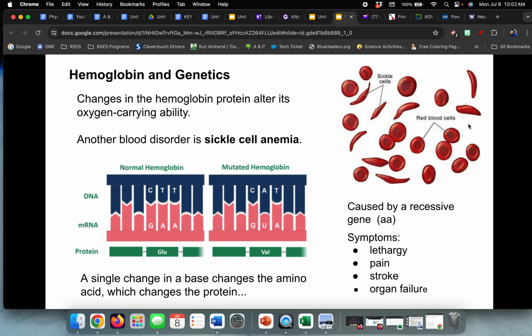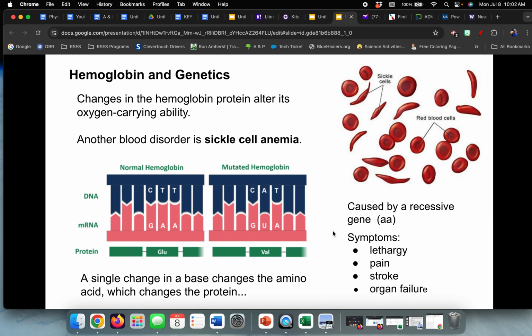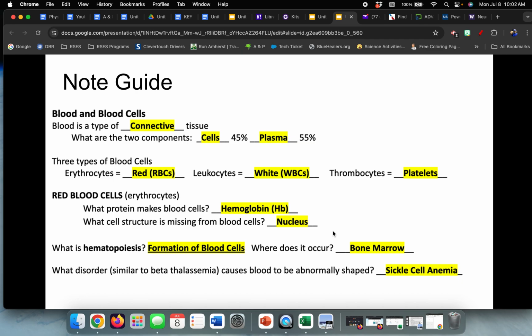We said another disease is sickle cell anemia, and if we look here, it's the same deal. CTT becomes CAT, changing this amino acid glutamine to valine, and that one difference causes some of those red blood cells to change shape. People are tired and in pain, and get more prone to strokes and organ failure, all due to this disease. So go ahead and pause while you put this into your notes.